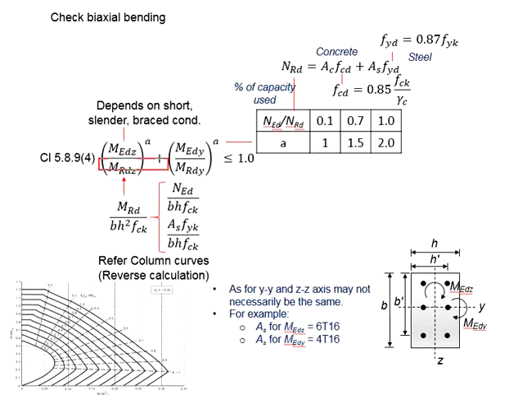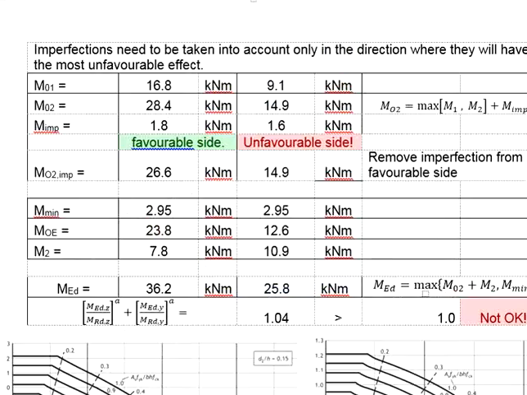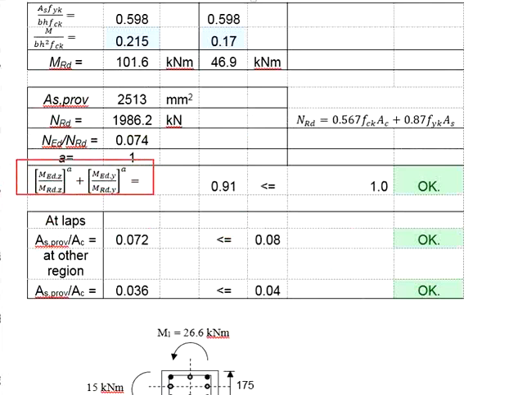Now that you have the new moment resistance of the column, you also have the A. We're going to apply the MED, Z and the Y that we have calculated previously. After removing the M imperfections from the major axis, your MEDs are given here. Substitute the value, you get 0.91, which is less than 1.0. That means the proposed amount of reinforcement bar is acceptable.